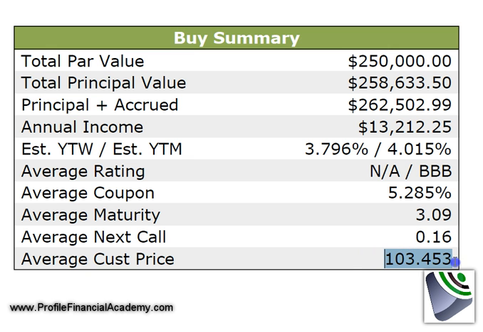And then the average customer price. We said that bonds are priced at a percentage of par, which means that if a bond's par value is 1,000, which is basically all bonds, you would pay 103.453% of 1,000 per bond, meaning you would be paying $1,034.53 for every bond on average in this portfolio.